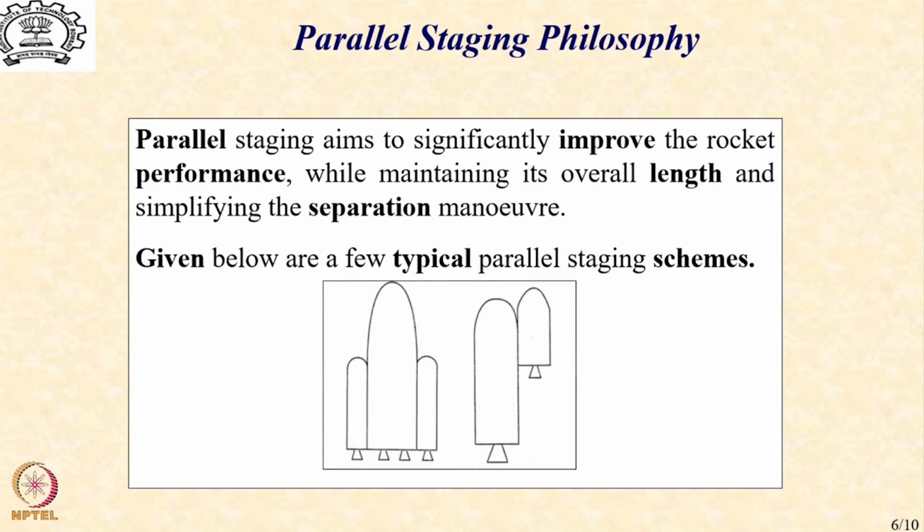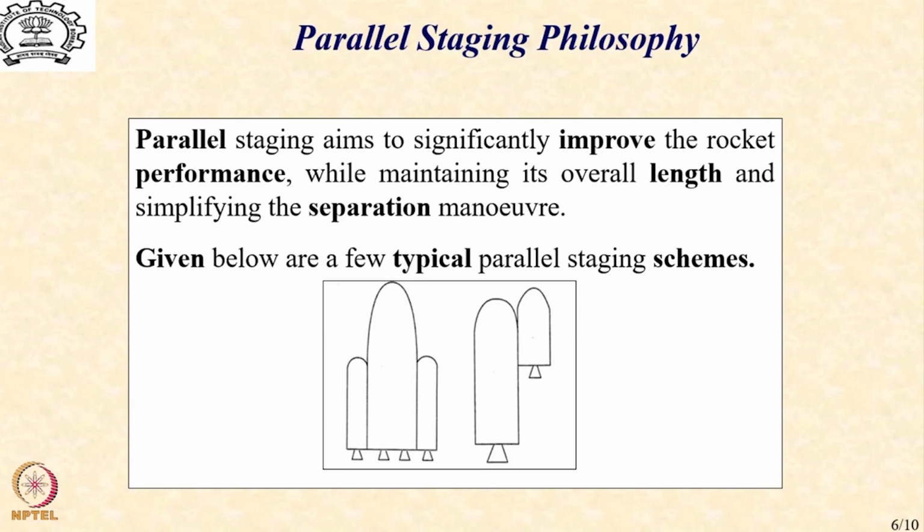So I want to show you two possibilities of the parallel staging which is commonly employed in most launch vehicles. So on the left side, the staging concept makes use of a symmetric placing of additional rocket stages on the side so that the vehicle remains symmetric about its axis.